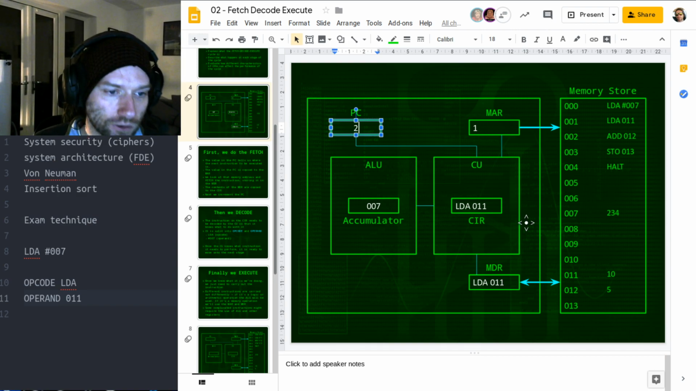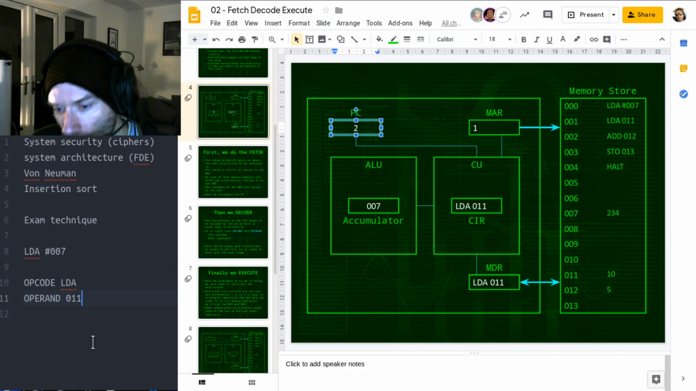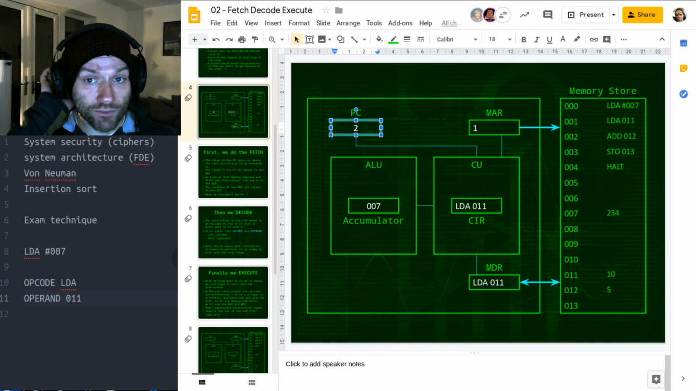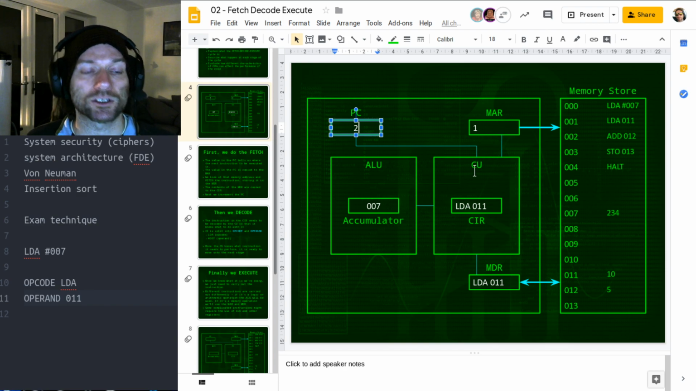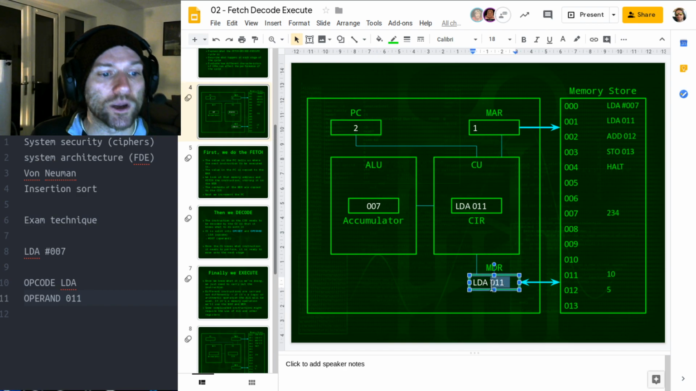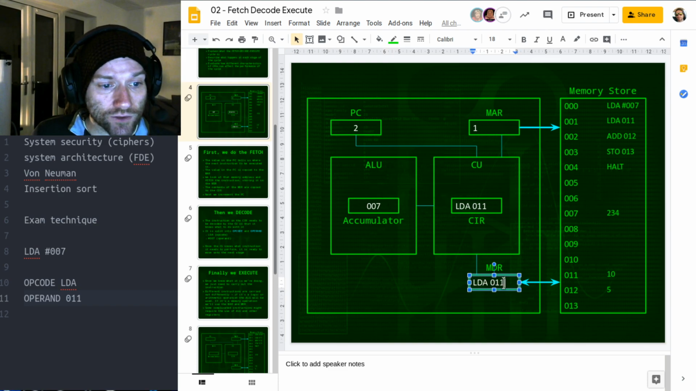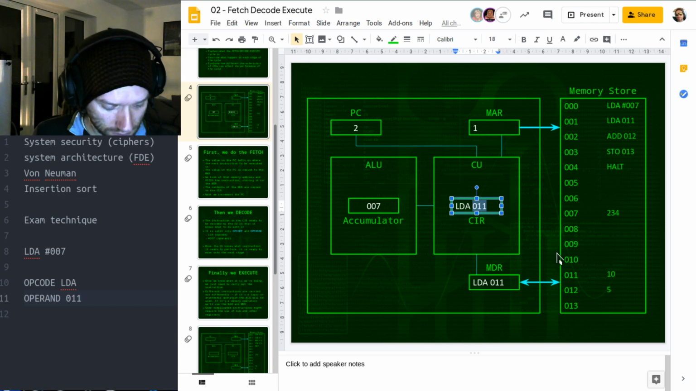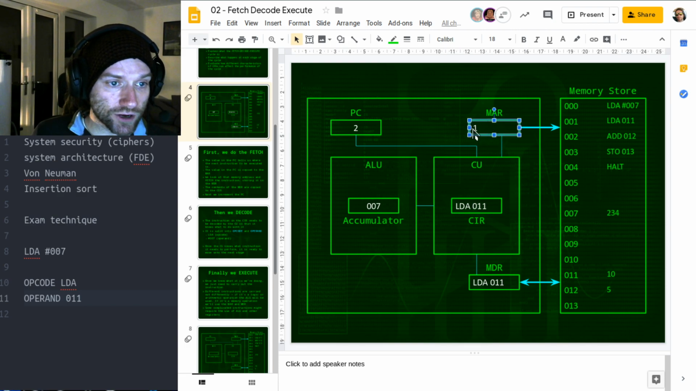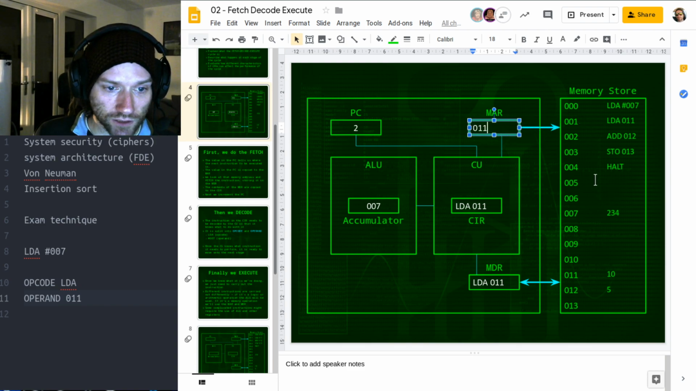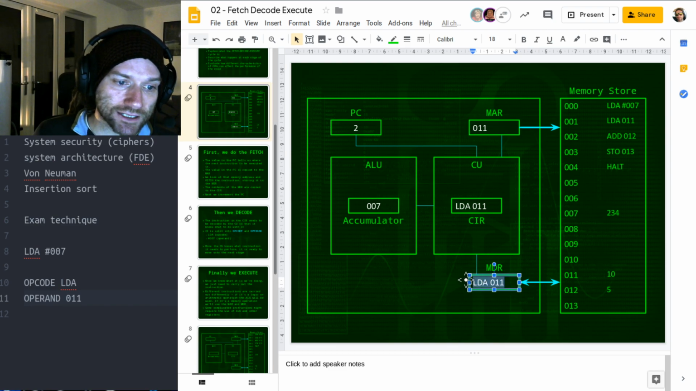Now we have done the decode, we've split that up into opcode and operand, and we are ready to execute. Be careful here, it is not #011, it is just 011, which means we are not going to load that actual value into the accumulator. We are going to look up that address in memory and load whatever is stored in that address into the accumulator. So when we execute this, we copy the operand into the memory address register, 011. We then look up that location in the memory store. Currently at 011 is the value 10. That gets copied across here.